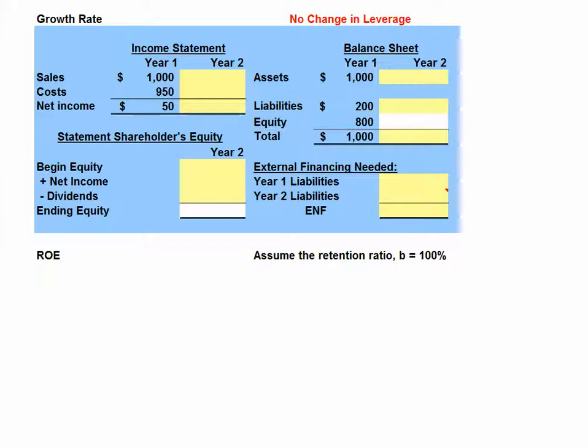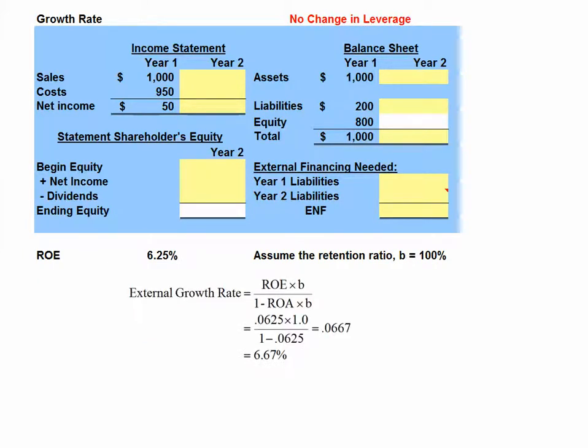We'll begin by calculating the return on equity. Our return on equity is 6.25%. That's the $50 in year 1 net income divided by the $800 in year 1 equity. Our maximum sustainable growth rate then is 6.67%. Again, we calculate this by taking the 6.25% ROE times 1, because our retention ratio is 100%. We're assuming we aren't going to pay any dividends. And then dividing that by 1 minus our ROE times B.